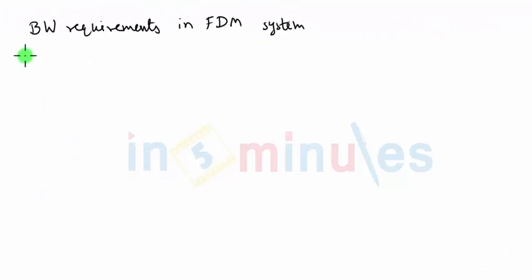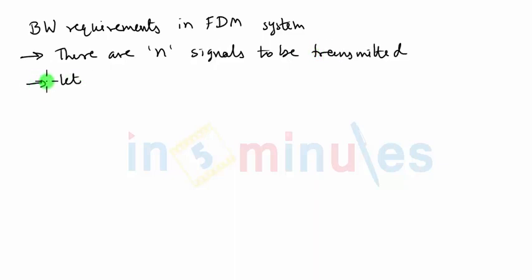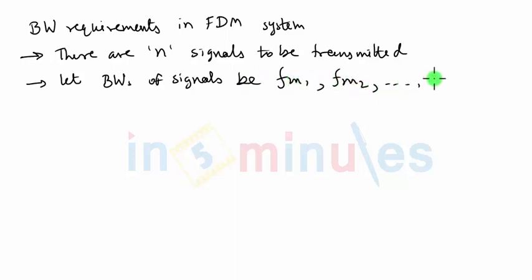So let us consider that there are n signals to be transmitted. I'm saying there are n, small n, signals to be transmitted. Next, let the bandwidths of the signals be fm1, fm2, and so on. The last bandwidth will be fmn. I'm using small n to represent the total number of signals.